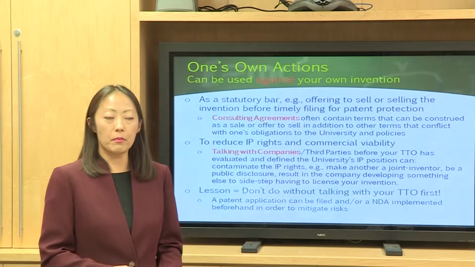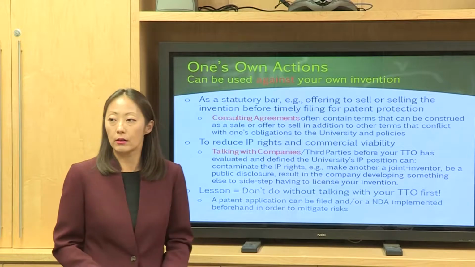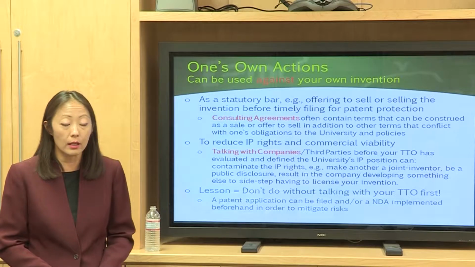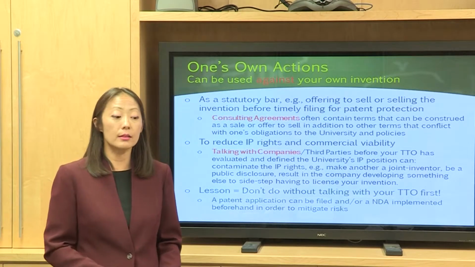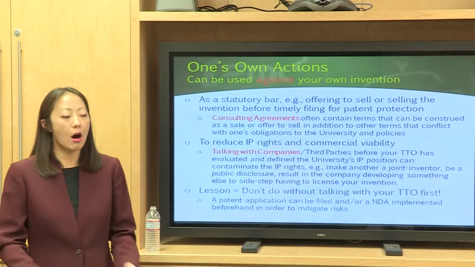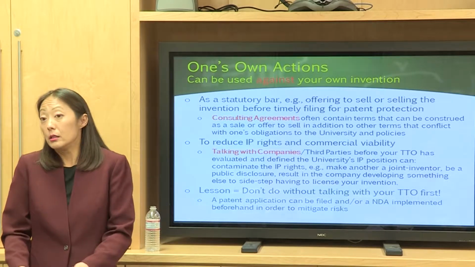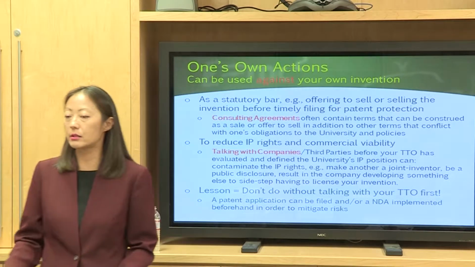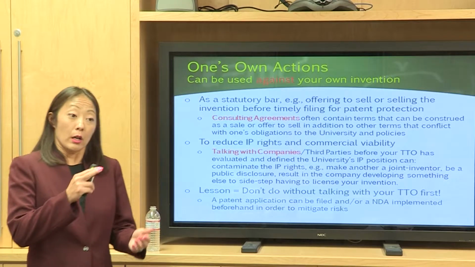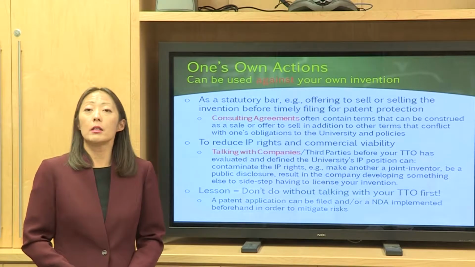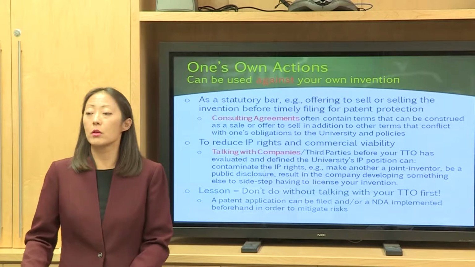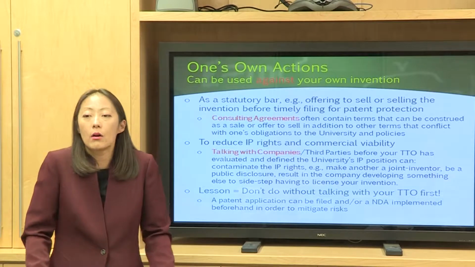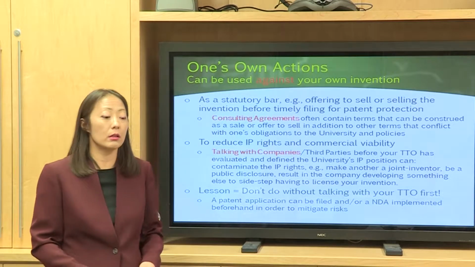One of the big ones that we often run into, and OIP runs into, are consulting agreements. Consulting agreements can be very problematic. They often contain clauses that could be interpreted as a sale or offer to sell. In addition, they can contain terms that conflict with your obligations to your research institution. So if you want to enter into a consulting agreement, go talk with your tech transfer office. Tell them what's going on, show it to them, and they can help you with it. And they can also point out possible areas of concern that you want to look into.